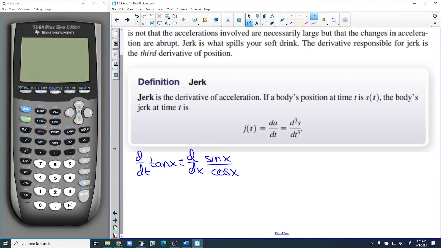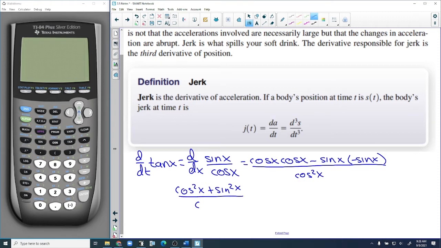It always starts with bottom. Bottom times derivative of the top, minus the top times the derivative of the bottom, all over the bottom squared. So all over cosine squared x. Well, that's going to be cosine squared plus sine squared over cosine squared. But that's 1 over cosine squared, and that is actually secant squared.